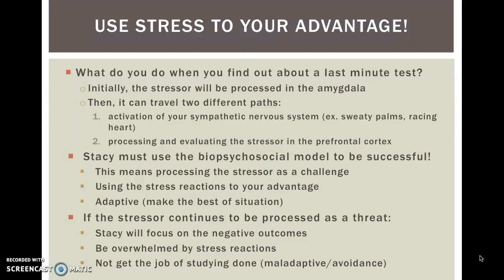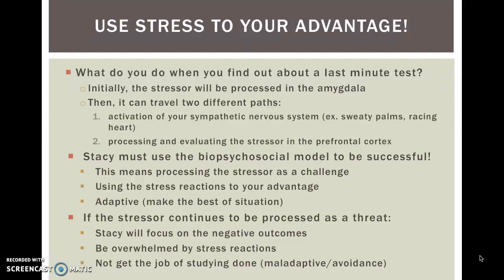The second pathway is to the prefrontal cortex, and in the prefrontal cortex you're going to process and evaluate the stressor and see what you can do to overcome it and things like this. In order for Stacy or you to be successful when confronted with a stressful situation, for example an unexpected test the next day, you need to use the biopsychosocial model. This means that you're going to process the stressor as a challenge, and you're going to be adaptive in the way that you handle this stress.